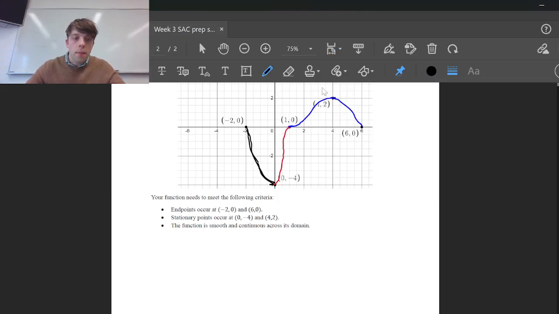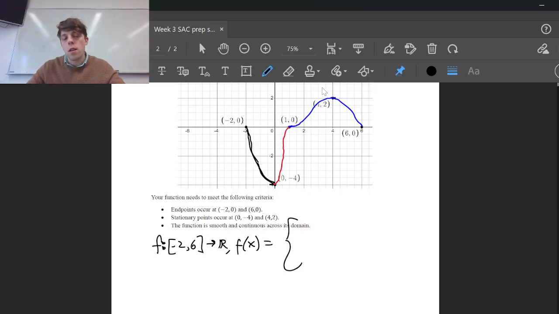So I'm going to need to come up with my three functions. In the end, my equation is going to look vaguely like the following. It's going to say, okay, we've got a name for the function. Let's call it f. It's going to have its domain, which is, as we can see, -2 to 6. We're told that those are its endpoints, -2 and 6. So we can say it's from -2 to 6 to R, and it's going to have the rule f of x is equal to, and we're going to define it like so.